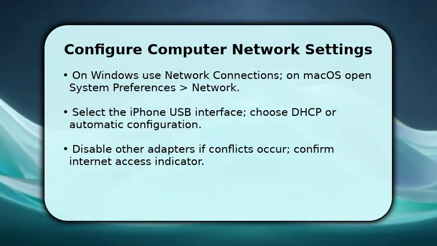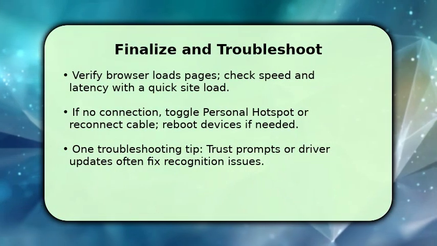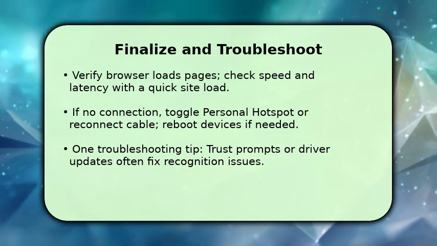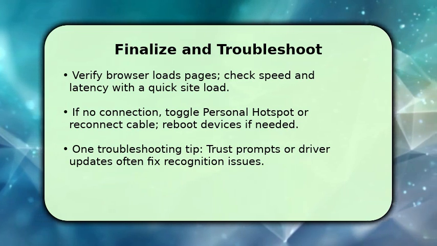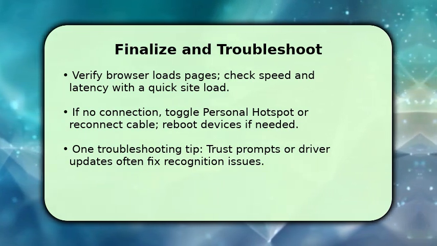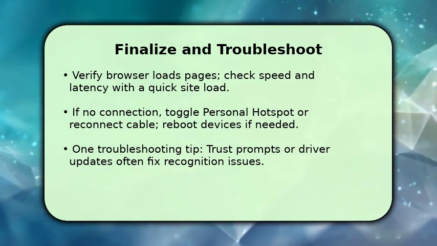Finally, to finish, confirm the browser loads pages and that basic services work. This verifies the tunneling of internet over USB. If there's no connectivity, first toggle Personal Hotspot off and on, then unplug and replug the cable. Sometimes simply unlocking the phone again resolves it.